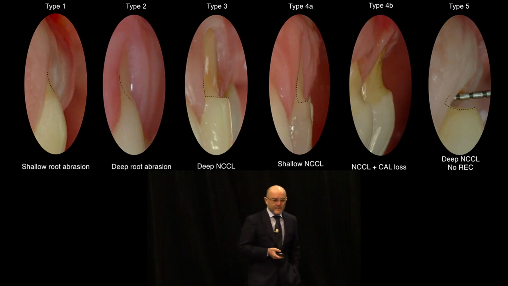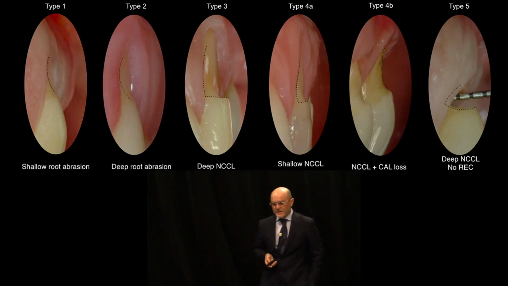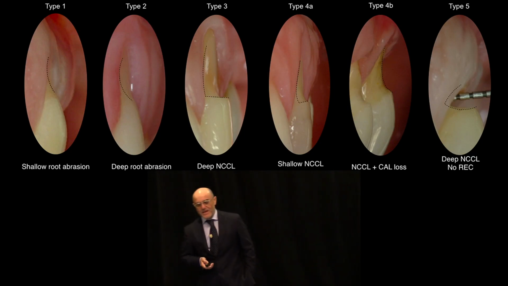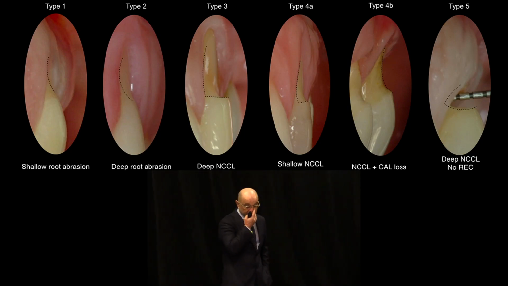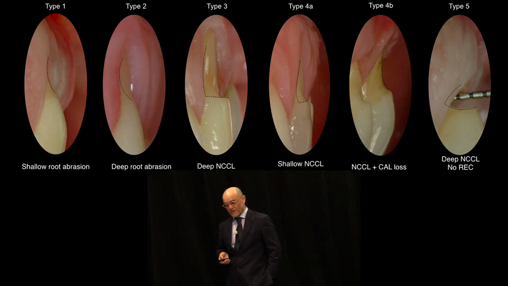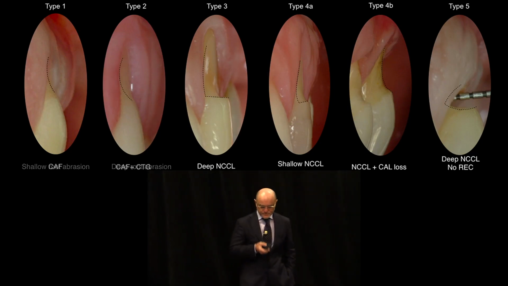So we have shallow root abrasion, deep root abrasion, deep non-carious cervical lesion starting from the enamel, shallow non-carious cervical lesion starting from the enamel, and carious cervical lesion associated with gingival recession and loss of bone and attachment. And finally, as I told you, the abfraction.